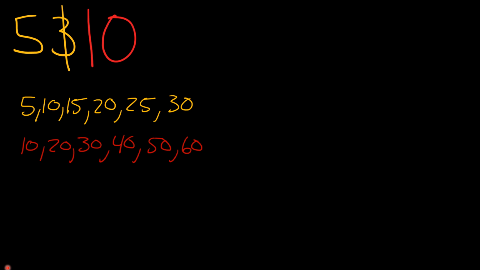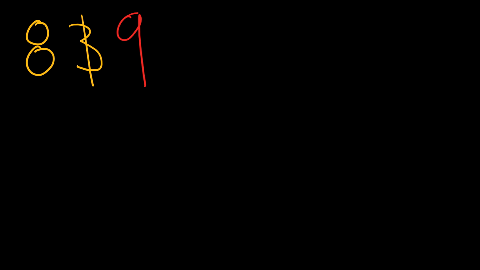Now we look at our multiples of 5, and we look at our multiples of 10. And we can see the lowest one that they have on the list is going to be 10. So 10 would be the LCM between 5 and 10. Let's do another example.